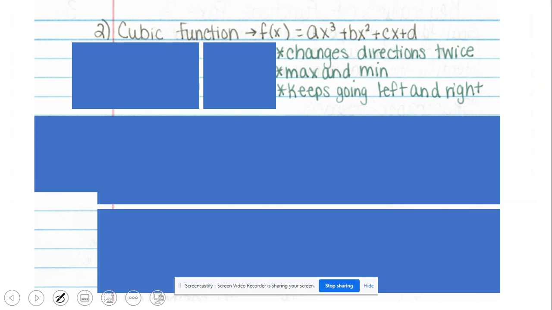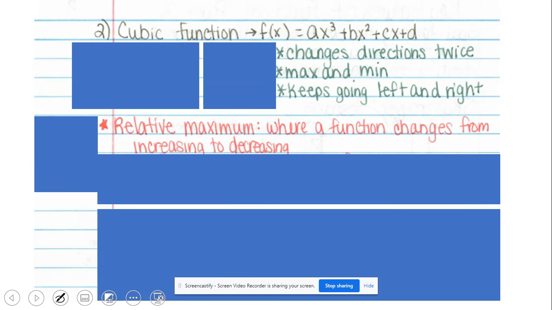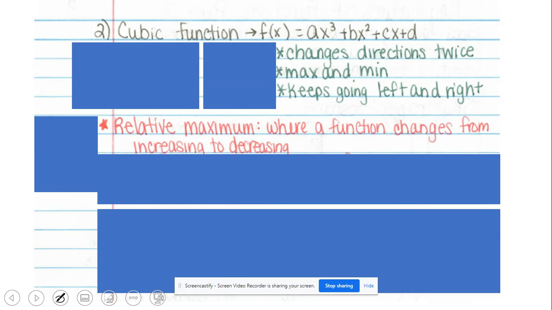And here's what my notes look like. I did cover my pictures back up because I'm going to add some things to them. And now we're getting into definitions that meet our goal, so I would write these in red. So the first definition is a relative maximum. A relative maximum is where a function changes from increasing to decreasing. And you saw that on a quadratic where it went up and then down.